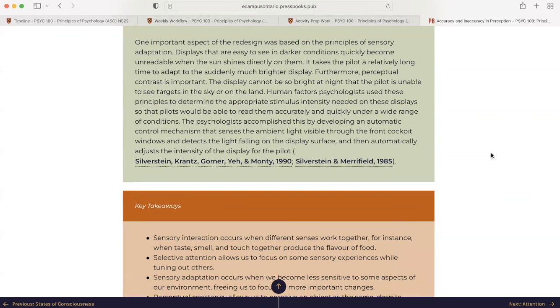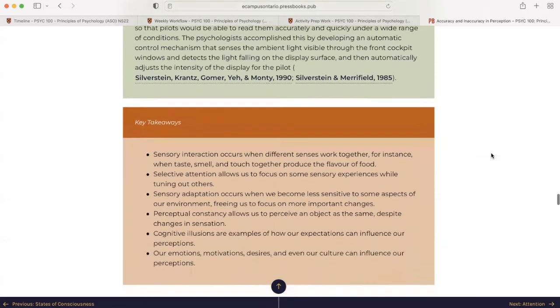The psychologists accomplished this by developing an automatic control mechanism that senses the ambient light visible through the front cockpit windows and detects the light falling on the display surface, and then automatically adjusts the intensity of the display for the pilot. Yeah, I like that.